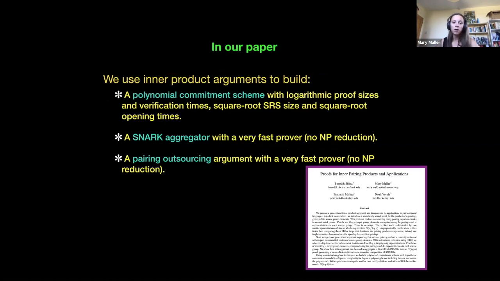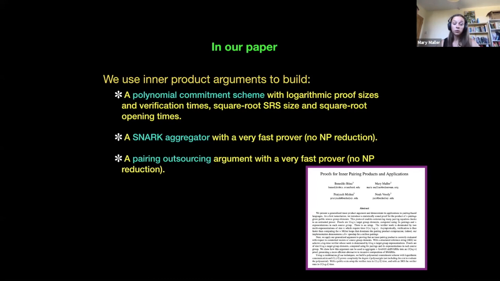Application-wise, we came up with 3 major applications. One being a polynomial commitment scheme, and these are very useful for building zero-knowledge arguments, especially zero knowledge arguments that have universal reference strings, so reference strings with trusted setups that apply to any application.